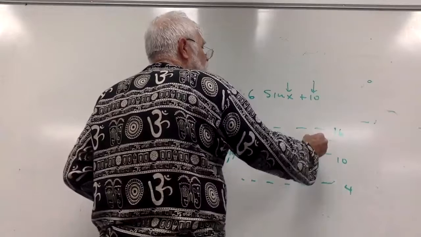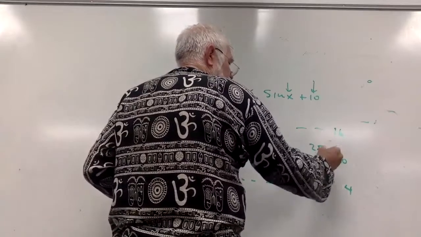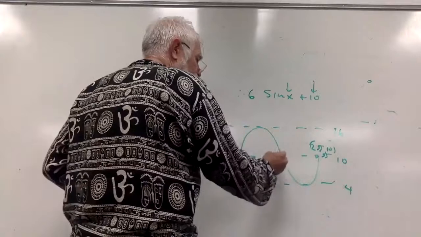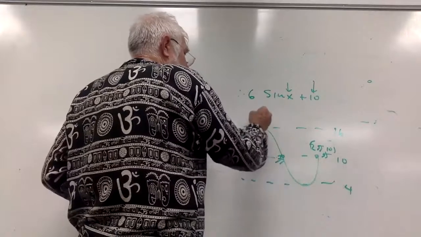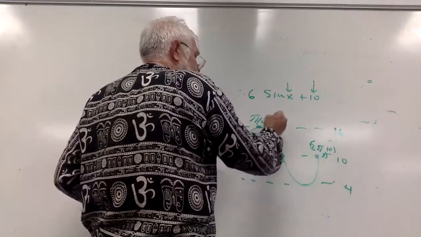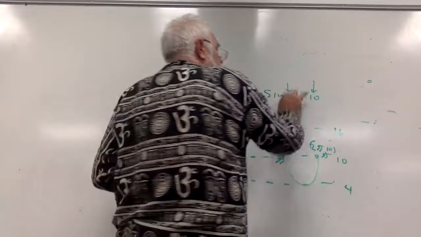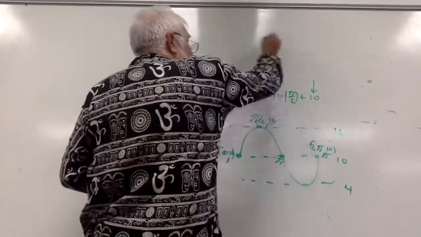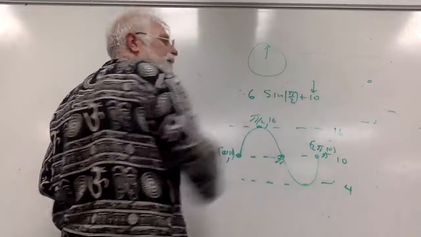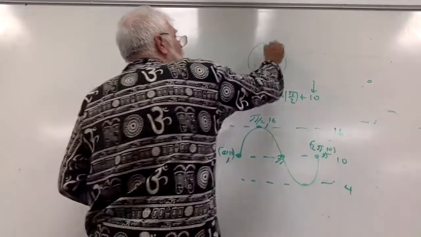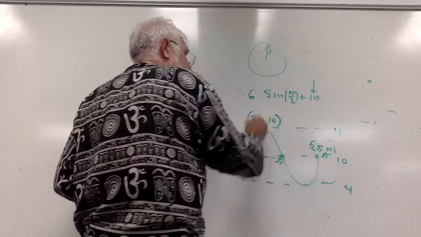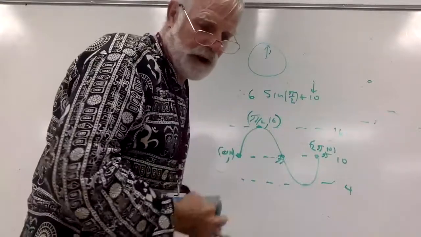One revolution later, 2 pi gets me back to 10. That must mean this is pi. That must mean this is pi over 2. Pi over 2 should get me 16. Let's at least see why. Sine of pi over 2. Pi over 2 is 90 degrees. 90 degrees right there. What's the height? A maximum. Height of 1. What's 1 times 6? 6 plus 10, 16. It does work. Last problem.